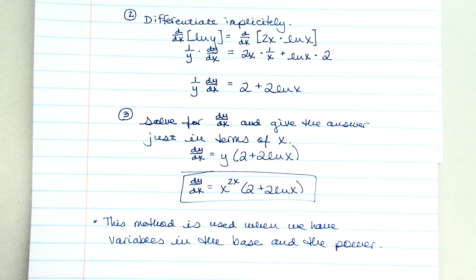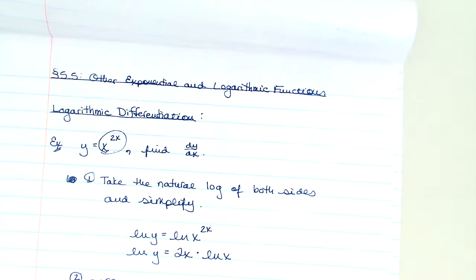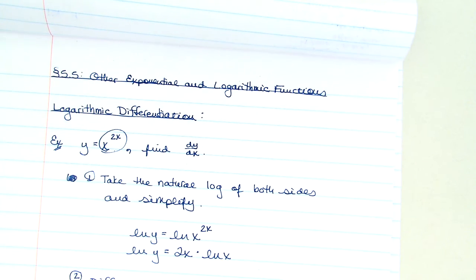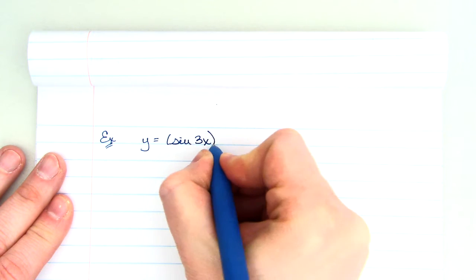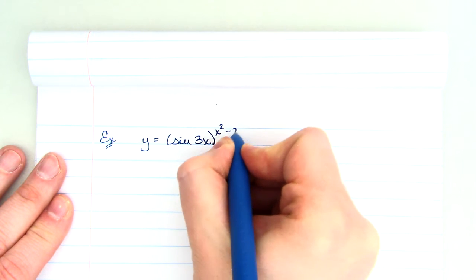Okay, I would like you to try one. Let's see here. Oh, you know what, never mind, I'm just going to another page. Okay. y equals the sine of 3x raised to the x squared minus 2.